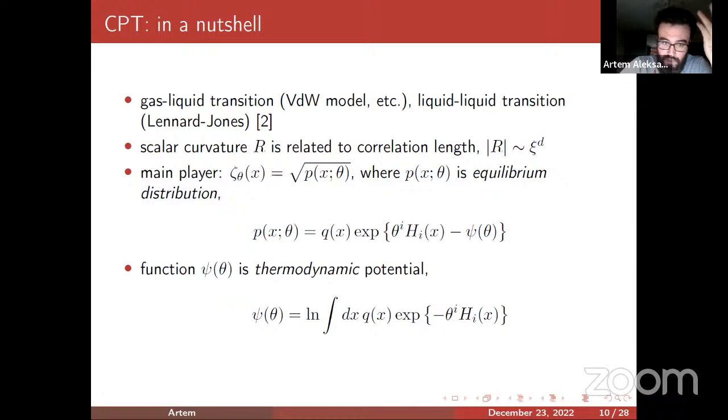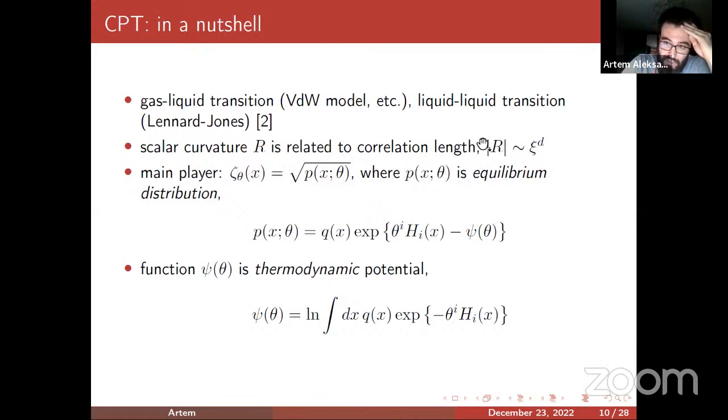And the first slide is devoted to a very brief description of how we can apply information geometry to classical phase transitions. There are several papers that deal with classical phase transitions, and most of these papers are devoted to gas-liquid transition. Some papers are devoted to liquid-liquid transition, and if you're interested, I can provide all the references, and you can just read some of these papers.